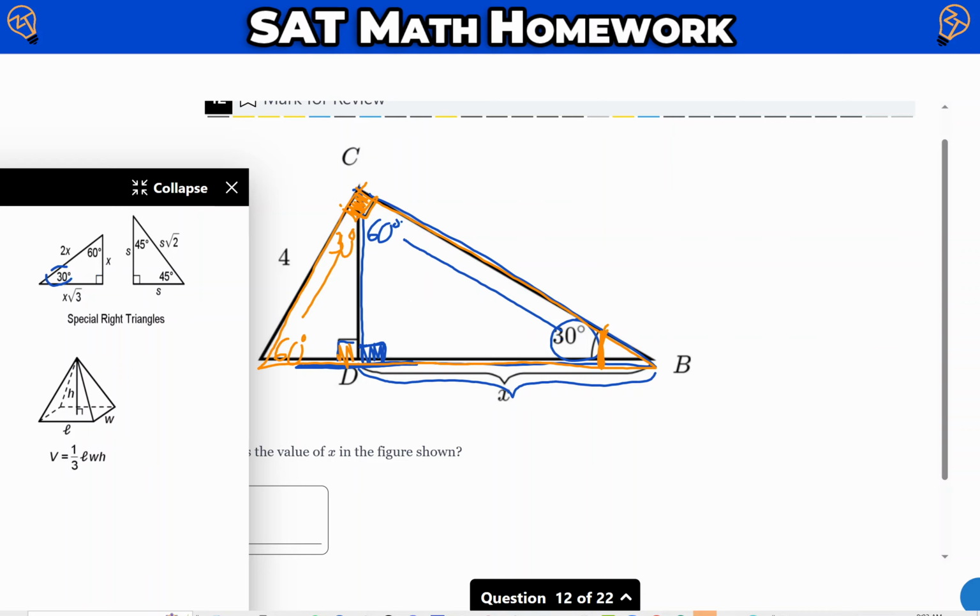So editor, let's back up. I'm going to redo this part. Okay.